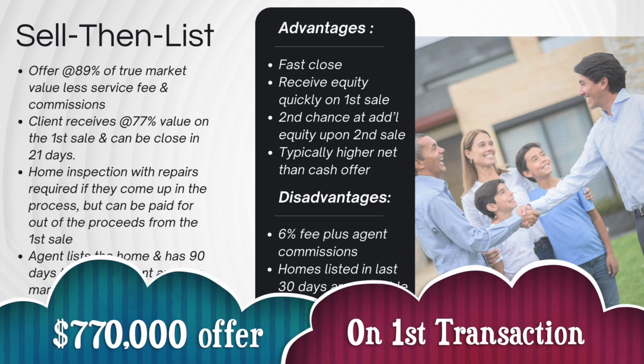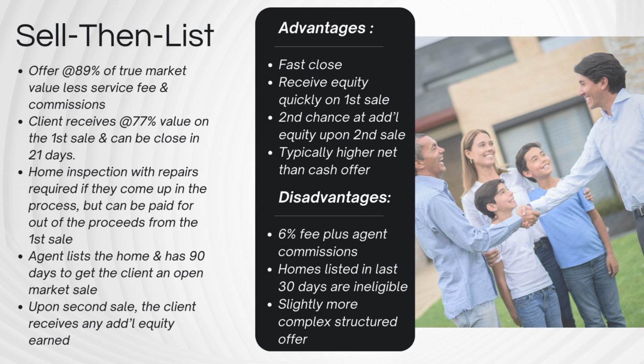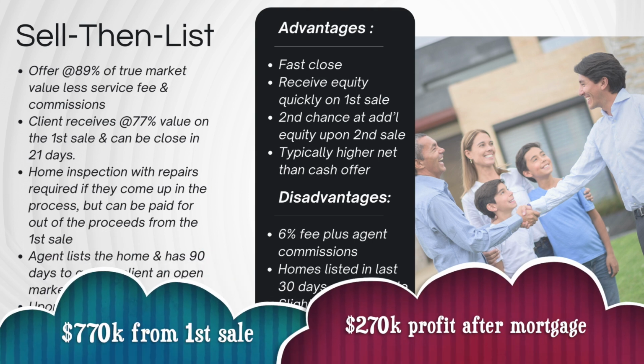Once they go under contract, there'll be an inspection. HomeWorks is going to pay and have the inspection done. As long as everything is good, they're going to stick to 770. The client gets a check for 770. They don't own the house anymore. They move on to whatever their next adventure is, but they're going to get that 770 up front.